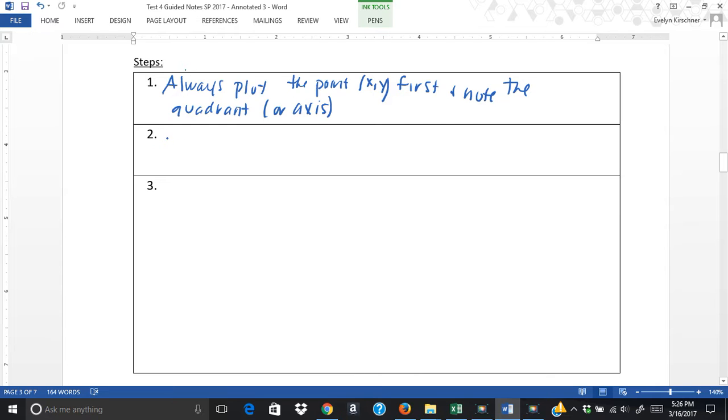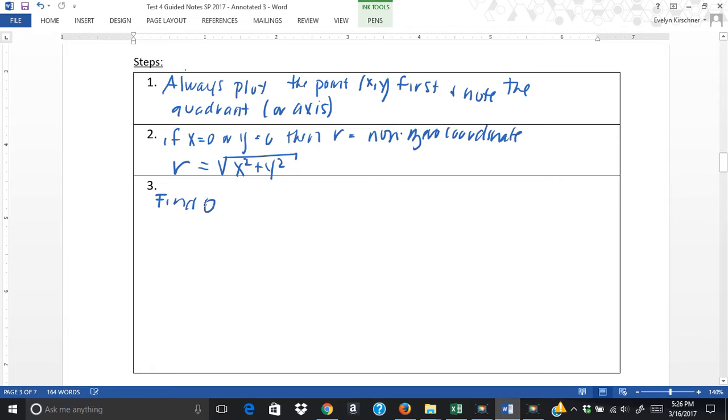Then I'm going to say, if x equals 0 or y equals 0, then r equals the non-zero coordinate. Otherwise, r equals the square root of x squared plus y squared. And finally, I have to find theta. So if x equals 0 or y equals 0, theta is on the axis, and I'm done.